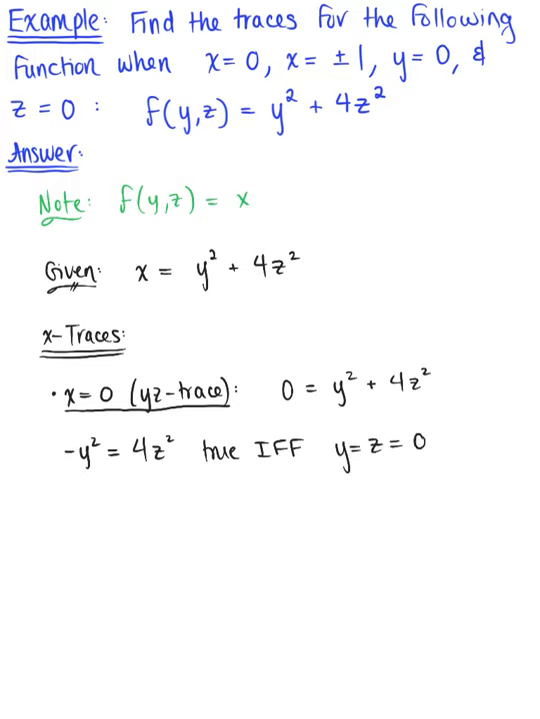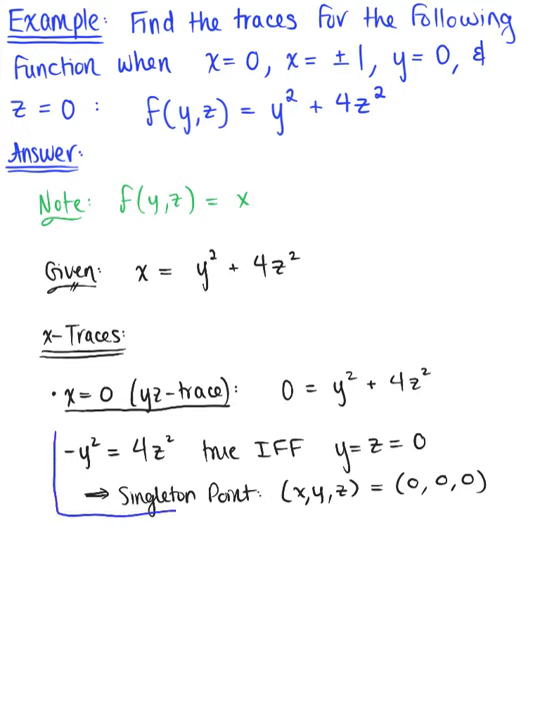So what is this producing? This is going to produce some sort of a vertex or a singleton point at the origin. We're thinking about this as not a curve, but an ordered triplet, a singleton point. We have that this only holds true when x is 0, y is 0, and z is 0. So here is our first trace, a singleton point at the origin.